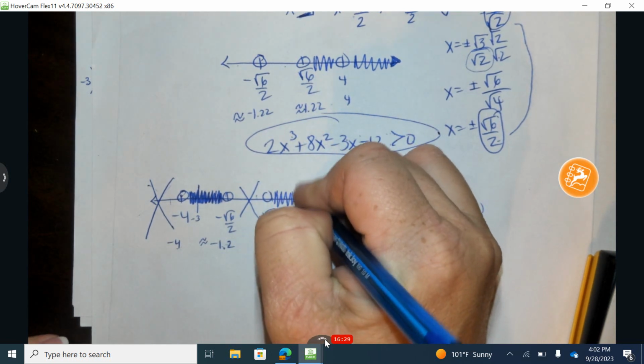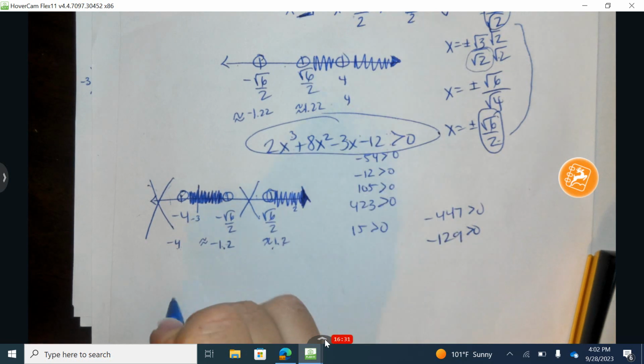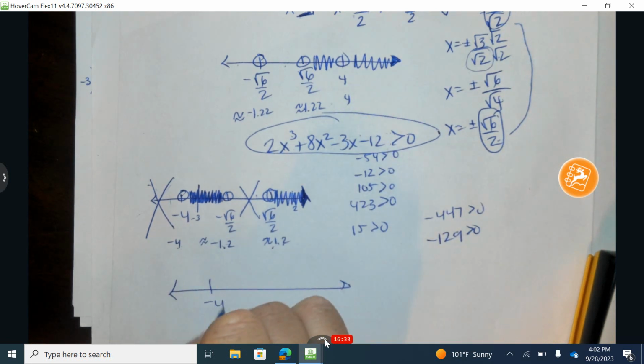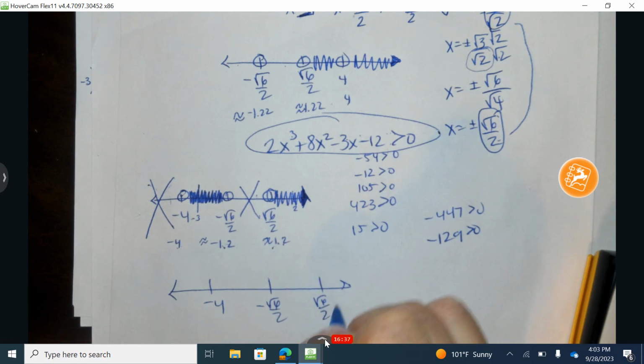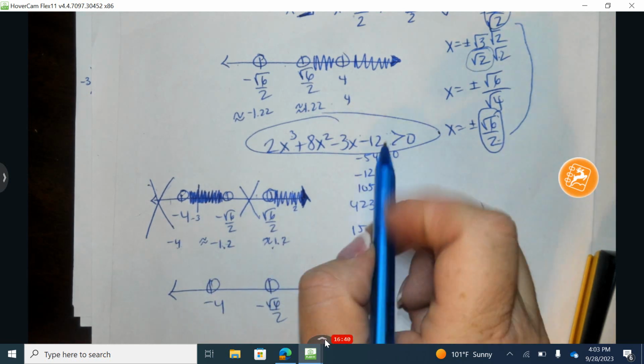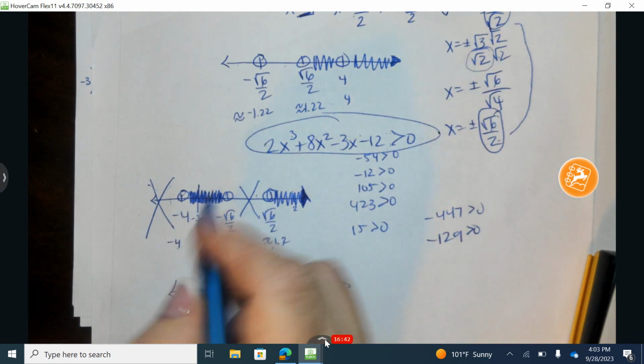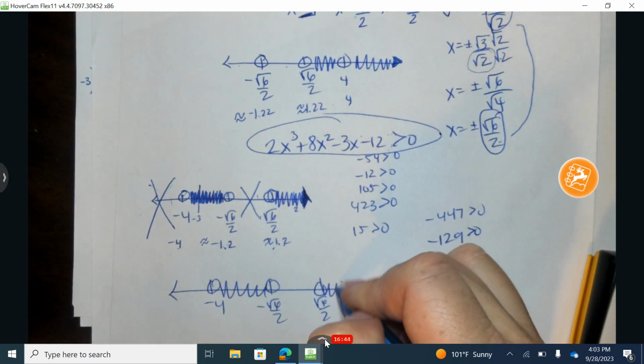I am so sorry if you held tight there, but here are your answers. If we did a pretty version of this, this is negative 4. This is negative radical 6 over 2. Here's positive radical 6 over 2. We have circles here because it doesn't have a line underneath, and I'm shading in between here and off to the right.